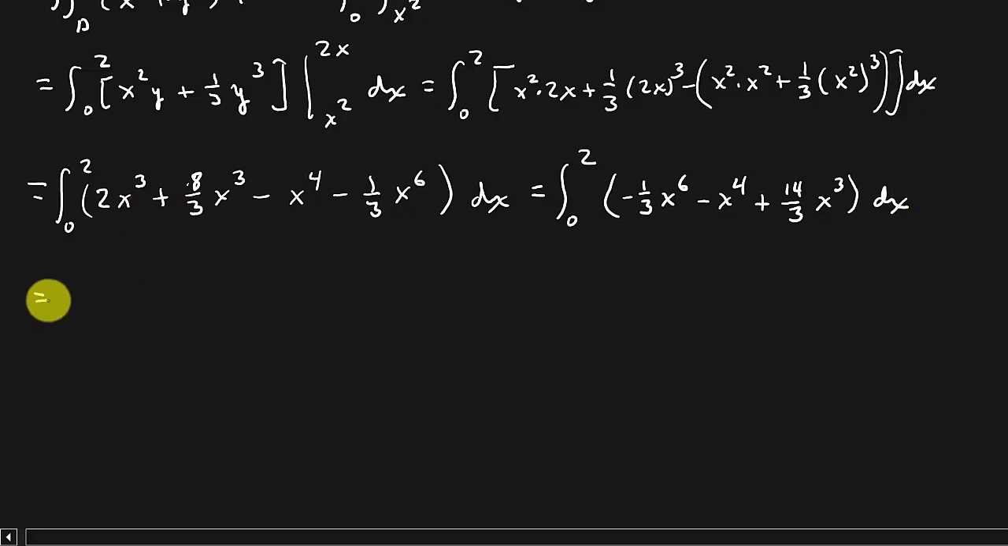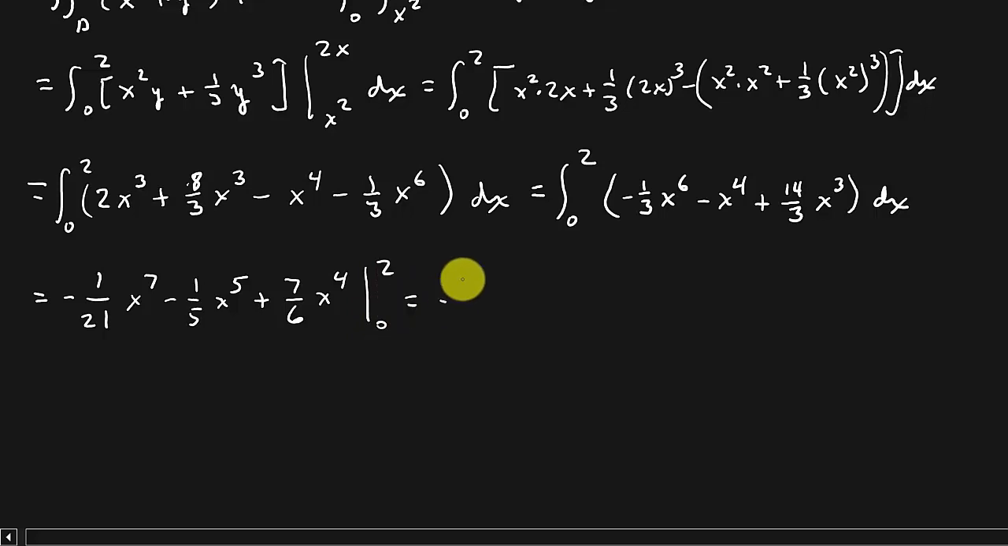All right, so now let's go ahead and integrate this thing. So that's going to be negative 1 over 21 x to the 7th minus 1/5 x to the 5th plus, and that's going to be what? Is that going to be 7/6 x to the 4th? If I multiply this by 1/4, the 4 and the 14 cancel. I'm left with 7 and 2 down here. 2 times 3 is 6. And that's from 0 to 2.